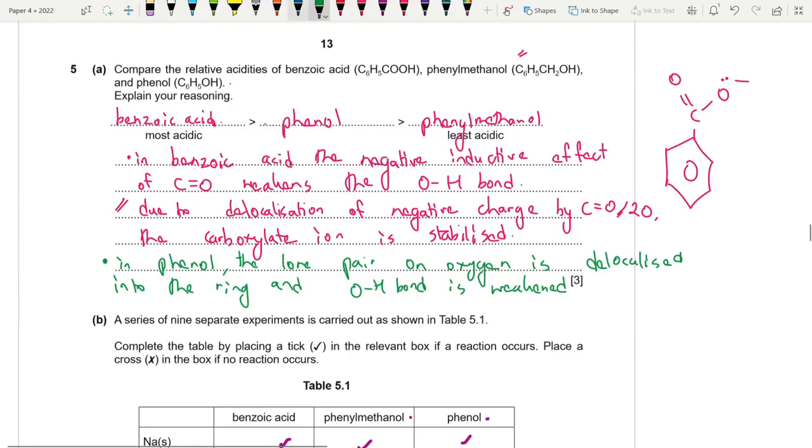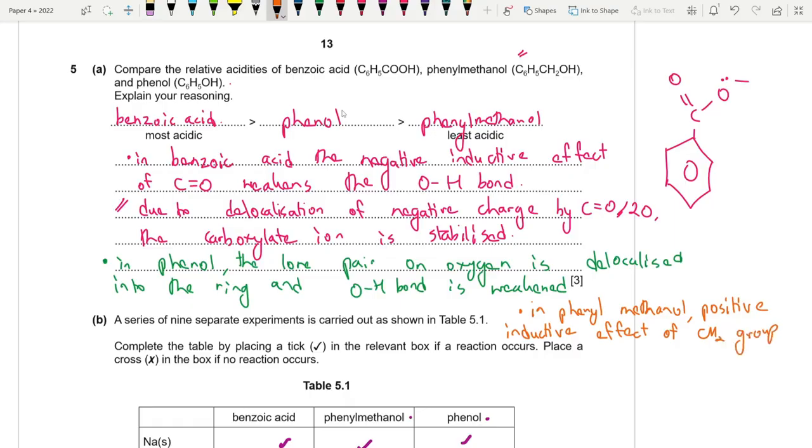On the other hand, I'm gonna write the one for phenyl methanol here. In phenyl methanol, we know that alkyl groups have positive inductive effect, right? So it actually makes the situation worse. Positive inductive effect of CH2 group strengthens, right? Strengthens the OH bond. So it's harder to lose the H plus. Do you guys get it?